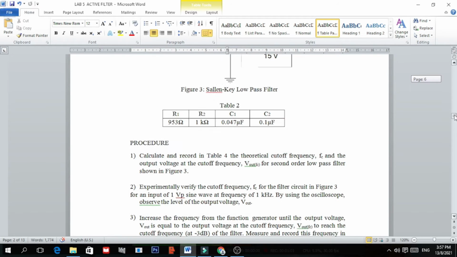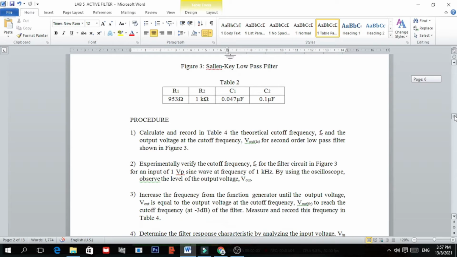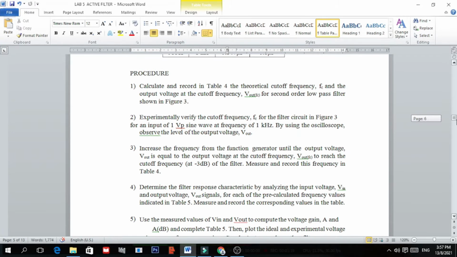As for the first low pass filter, the procedure is to calculate and record in table 4 the theoretical cutoff frequency and the output voltage at the cutoff frequency, Vout, for the second order low pass filter shown in figure 3. So we need to use 1 Vp sine wave with frequency 1 kHz.